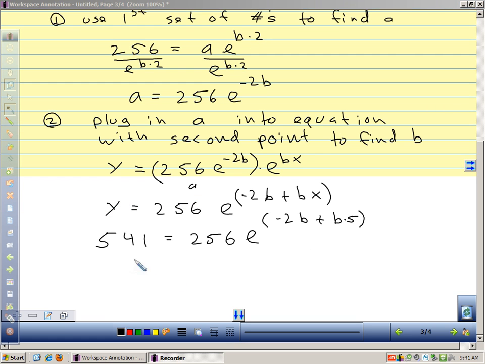So now I'm going to write 541 equals 256 e to the minus 2b plus 5b, which is what? 3b. E to the 3b.